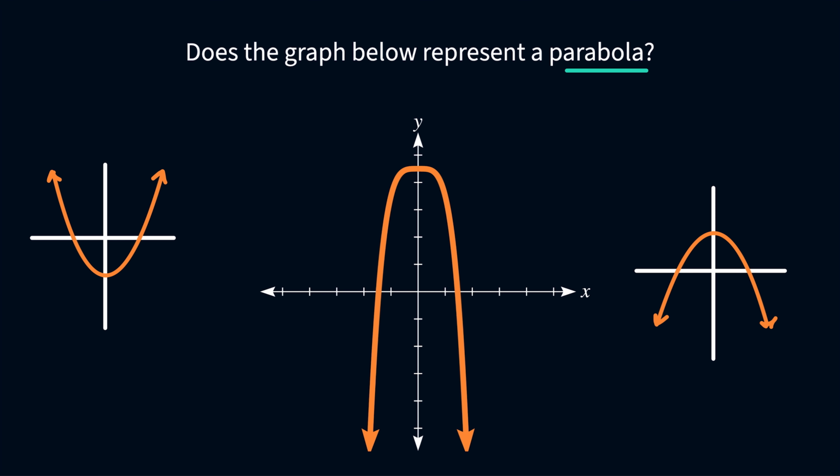The function I actually used to generate this was a quartic, a negative quartic, a negative leading coefficient with x to the fourth in it. So this is actually not a quadratic function. Quadratic functions produce parabolic shapes, produce parabolas. So this graph does not represent a parabola, and the function that underlies it is not a quadratic. So the answer is no.